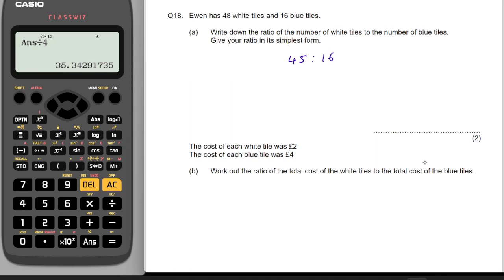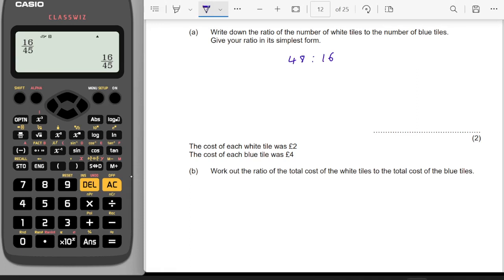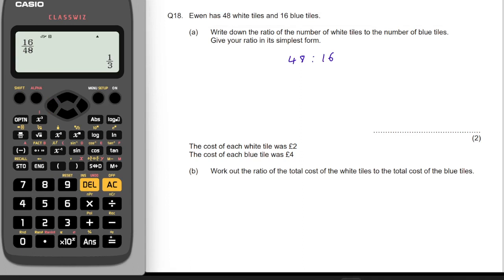So in a sense, probably the easiest way to simplify this down is to treat it like a fraction. So if I treated it as a fraction, 16 over 48, and I've put the wrong value in, 48, that should simplify down to 1/3. So that's going to be 3 to 1. I've got this in the right order, white to blue, and that was white to blue. So it's going to be 3 to 1.